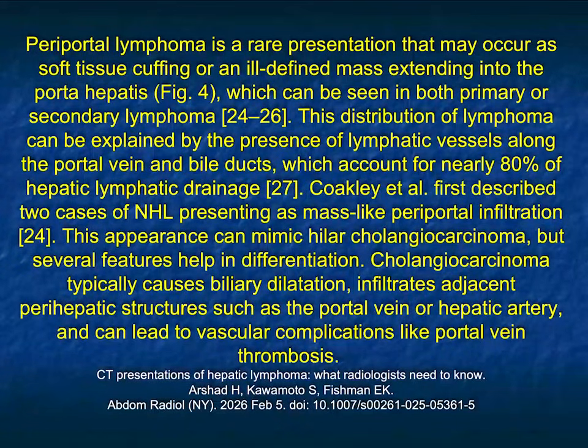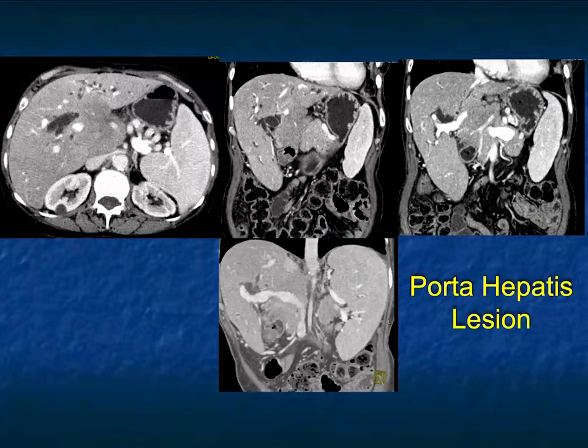So again, periportal lymphoma is a rare presentation that may occur as soft tissue cuffing or an ill-defined mass extending into the porta hepatis. And again, you could think about cholangio as one of the differential diagnoses, particularly this hilar cholangiocarcinoma. Hilar cholangiocarcinoma is typically hypovascular, encases vessels, and encases the duct. So it can be somewhat of a challenge.